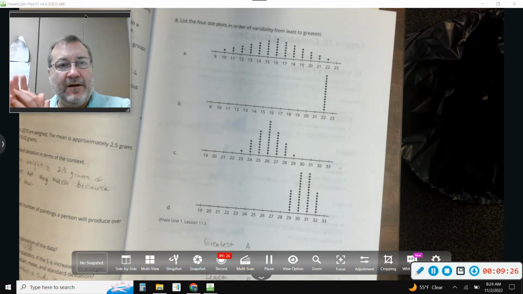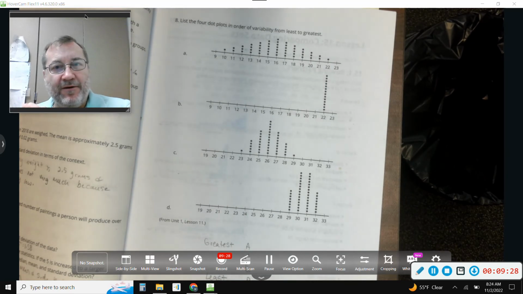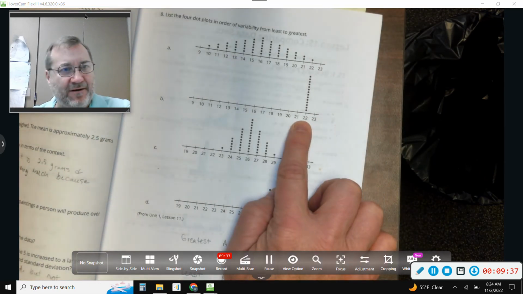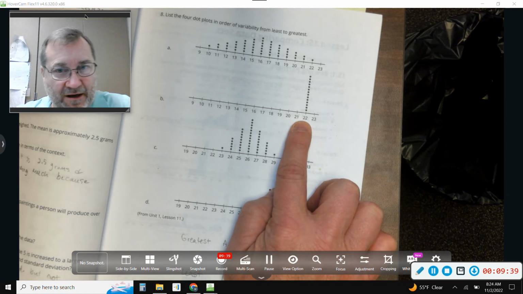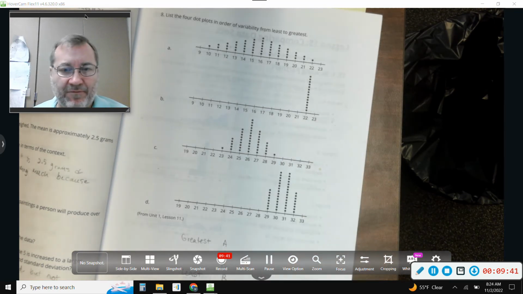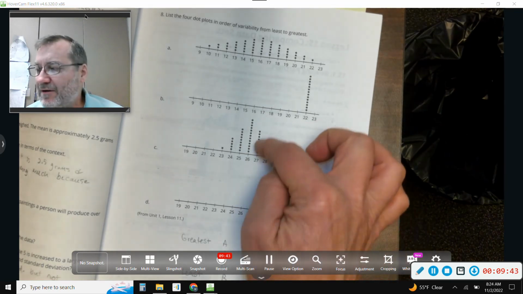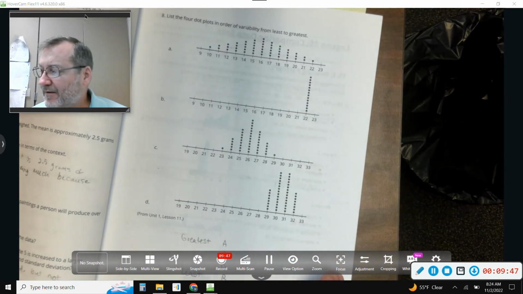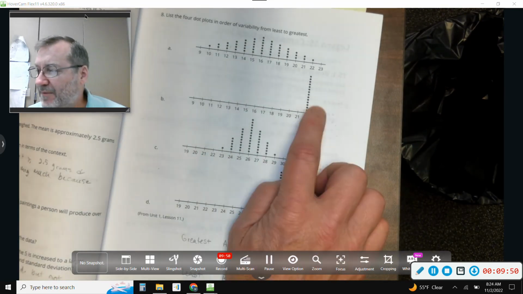Number 8. List the 4 dot plots in order of variability from least to greatest. So the least amount of variation is almost easy to figure out. That one has the least amount of variation. In fact, it has no variation. This thing is not going to vary at all. And now you kind of have to compare these other ones. Which one has the least amount of variability, which one has the most? Well, the least is going to be B, right there.